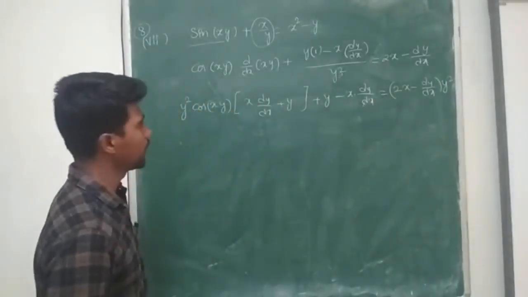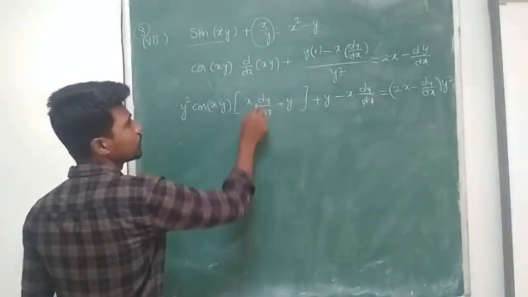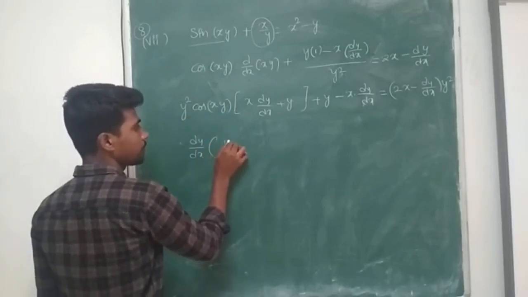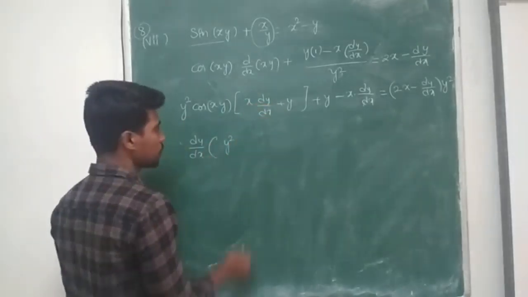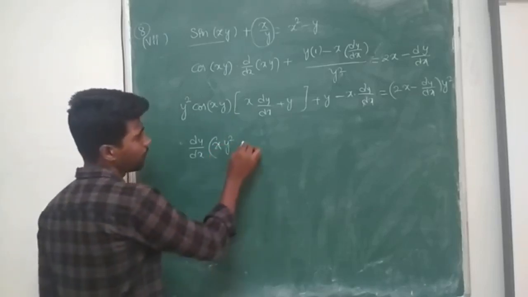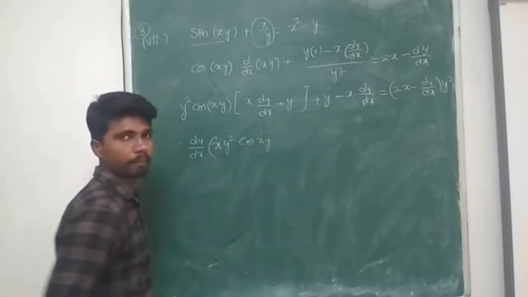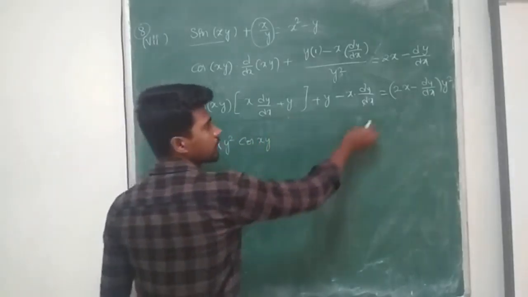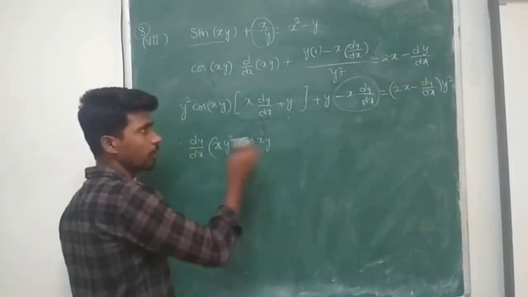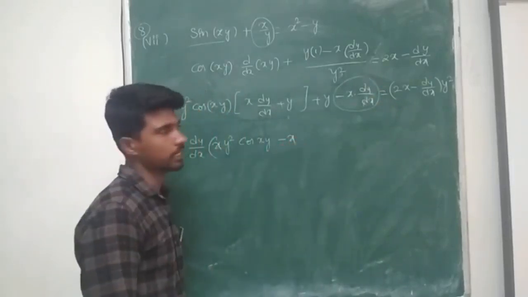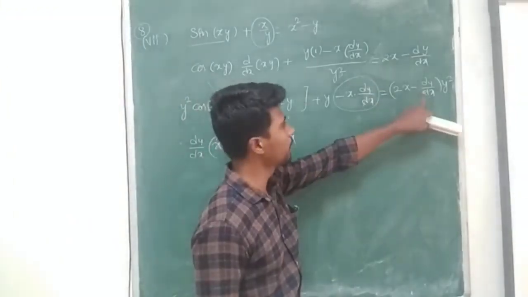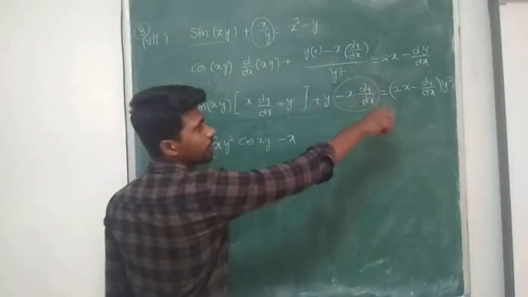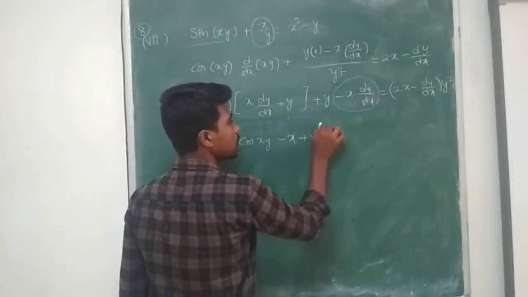Now take dy by dx common in all these terms. If I take dy by dx common, y square cos xy into x, so I can write it as x y square cos xy. Next, we don't have any other dy by dx there, and here we have dy by dx, so I took dy by dx outside, minus x remains. Again here we have minus dy by dx, which transferred to the left side becomes plus, so plus dy by dx into y square. So I can take dy by dx common.